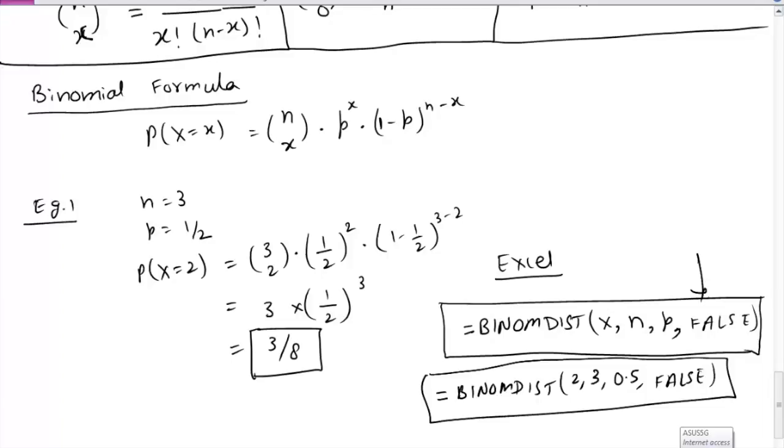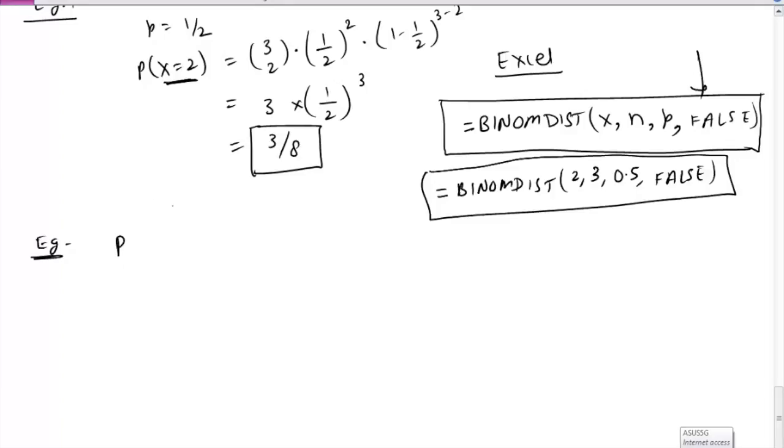We use false because this is not a cumulative calculation. We are calculating the probability of x exactly equal to 2. But if we are using less than or equal to or greater than or equal to, then we cannot use false. We should use true. So I'll give some examples of that also.